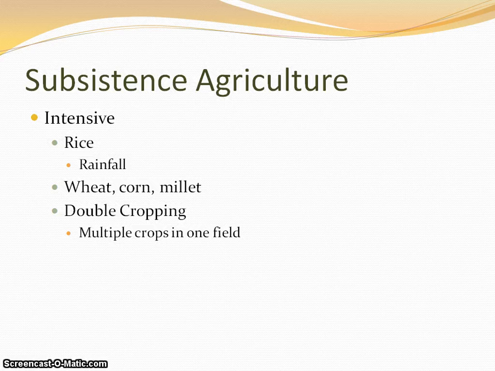Another method that will be used in intensive subsistence agriculture is what's called double cropping. And so the idea of double cropping is planting two crops in one field side by side, for a variety of different reasons. You might have several things going on there. Either you're trying to create crop diversity to try and stave off any type of crop failure or anything like that.